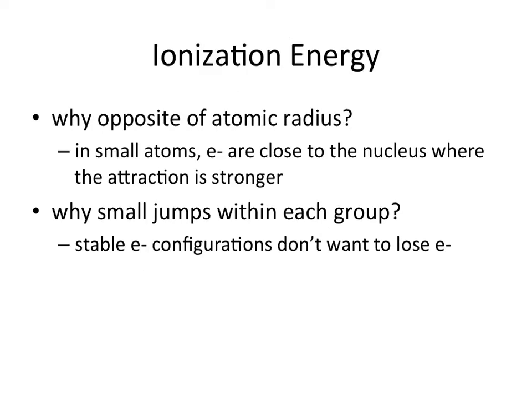So why is this trend closer to the opposite of what we see with the atomic radius? Well, the smaller your atom is, the more strongly the nucleus is pulling on those electrons. So the stronger that attraction, the harder it is to remove the electrons that are in that specific atom. And basically, there are little jumps that we see inside each group, and that has to do with electron configurations and things of that sort that don't really want to lose electrons. We've talked about half-filled, completely filled shells, etc. We'll talk about more details about ionization energy here, though.